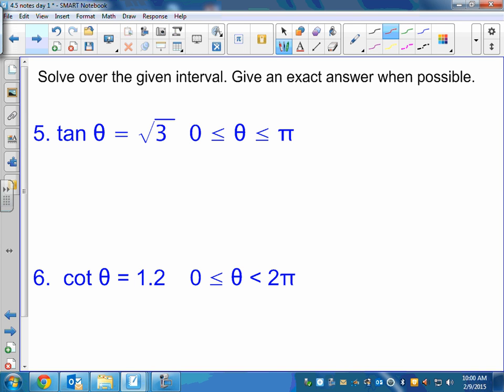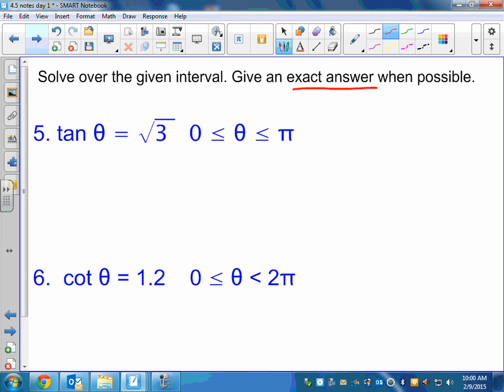We did this for day 1, that worksheet I gave you. We solved stuff like this. And they're putting them in the sections now. It says solve over the given interval, give an exact answer whenever possible, which means if it's from your unit circle or the special triangles, you should be able to give me exact answers, like pi thirds, or pi sixths, or pi fourths, or 3 pi fourths, right? If it's not from the unit circle, then we have to use a calculator.